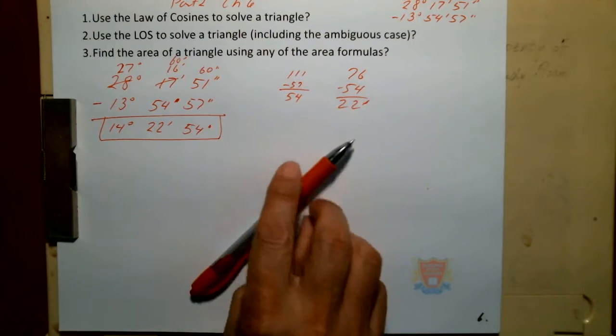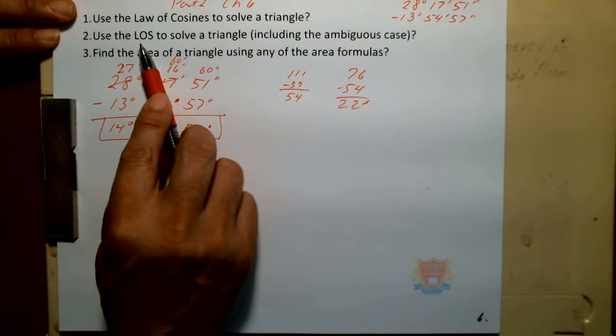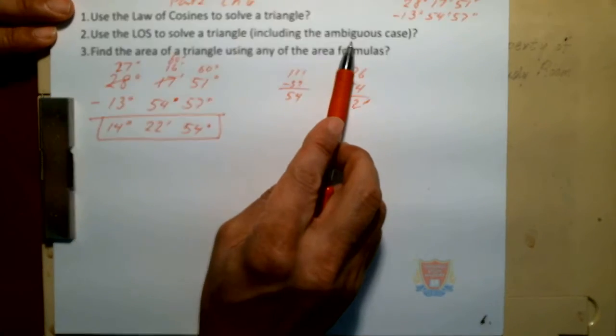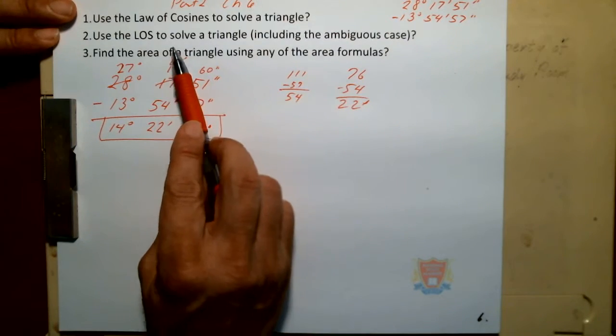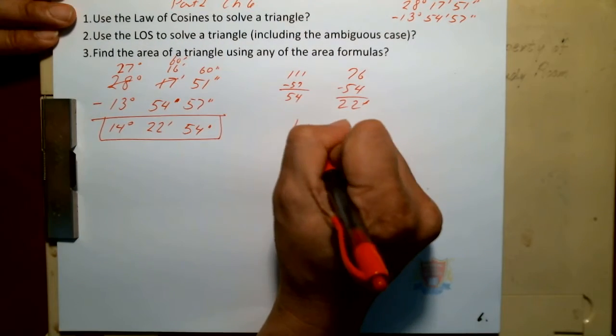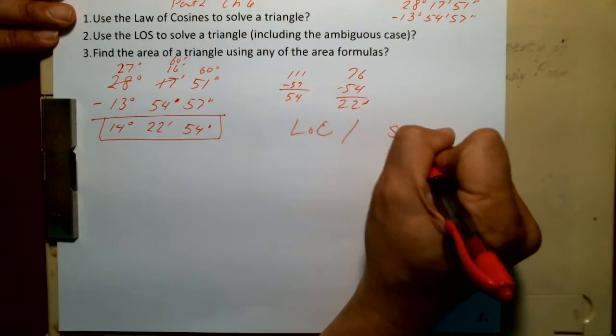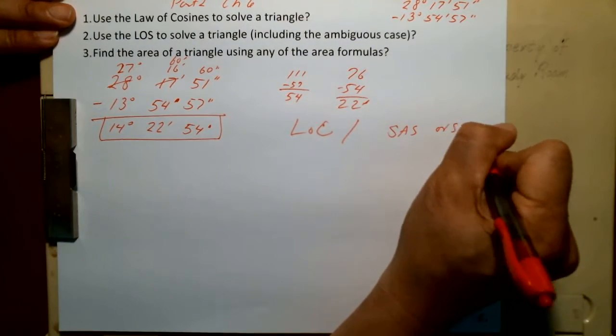It probably will be on the exam. Let's try another problem right over here. We're going to do the law of sines last because it creates the ambiguous case. We're going to do the law of cosines first, okay? Remember the law of cosines. You can use the SAS situation or the SSS situation.